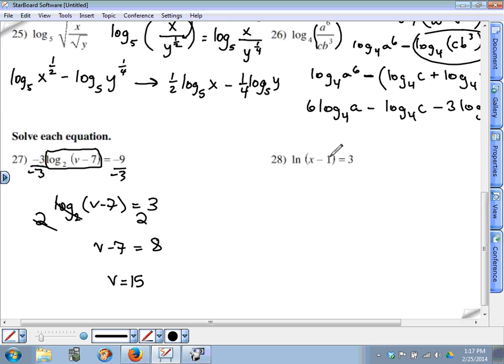Over here, the natural log is already isolated. There's nothing in front of it. There's nothing outside of the function. So we can go ahead and just exponentiate using a base of e. E and the natural log are inverses. So you have x minus 1 equals e to the 3rd. Add 1 on both sides and you get x equals e to the 3rd plus 1.